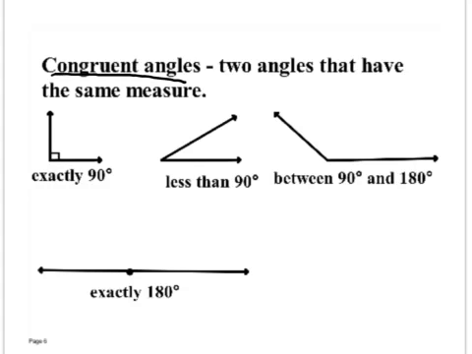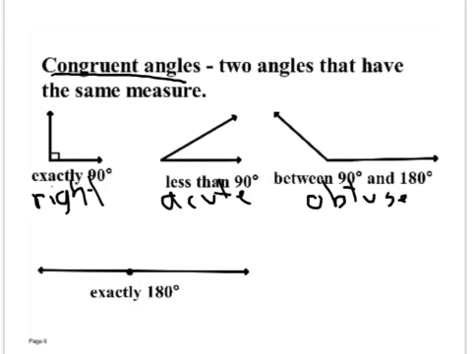Now we have 4 different angles. This is the classification of these angles. An angle that is exactly 90 degrees is called a right angle. An angle that is less than 90 degrees is called an acute angle. One that is bigger than 90 but less than 180 degrees is an obtuse angle. And an angle that's exactly 180 is a straight line.